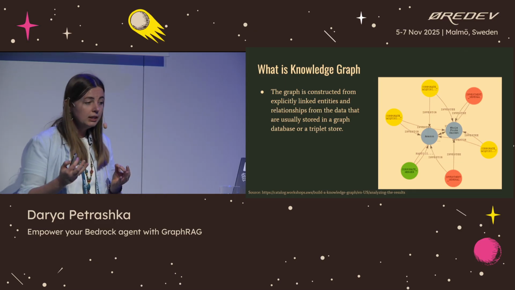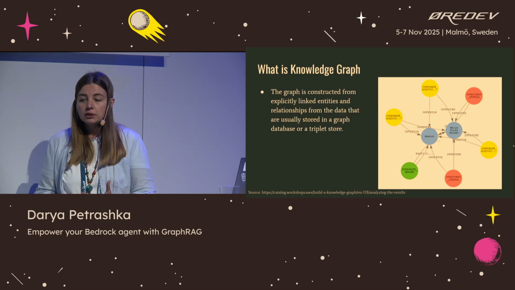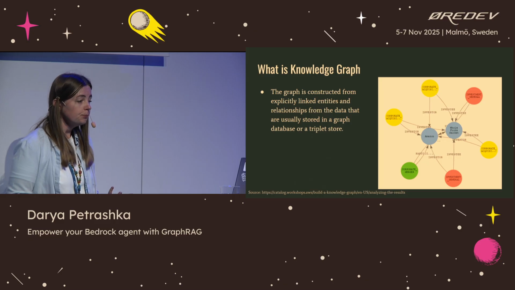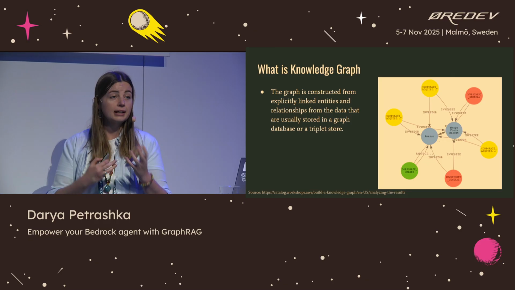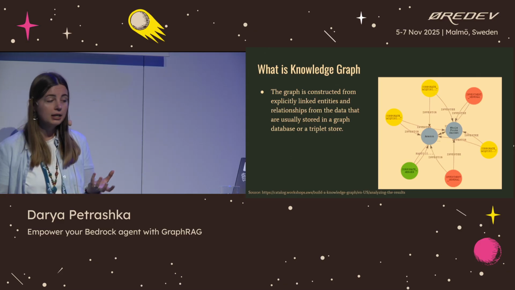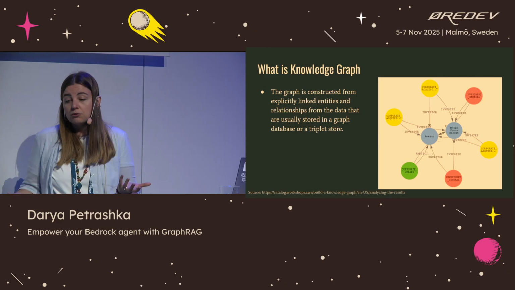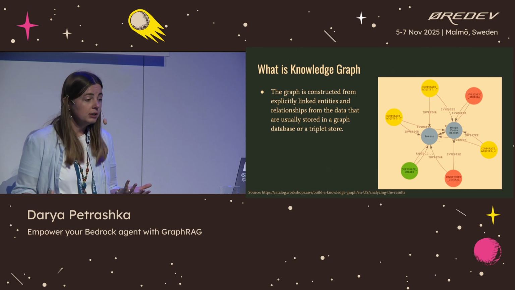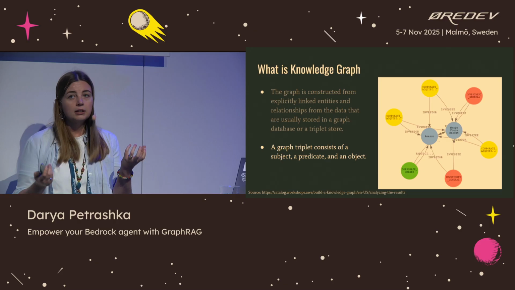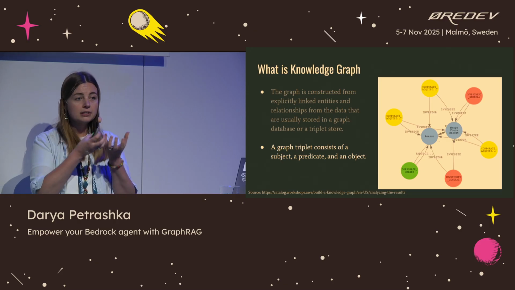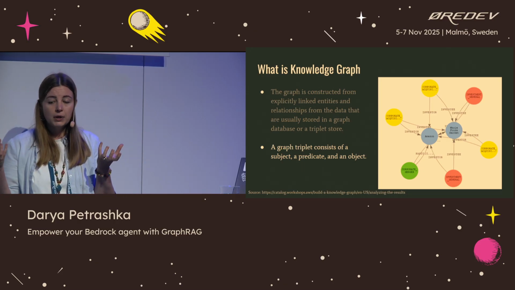So we kind of touched on graphs. What is a graph? A graph is constructed from explicitly linked entities and their relationships, and it's stored in the form of a graph database. A basic element of it is a triplet: basically two nodes connected with an edge between them.